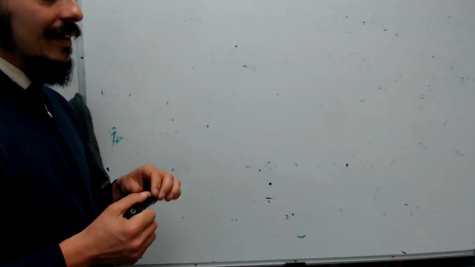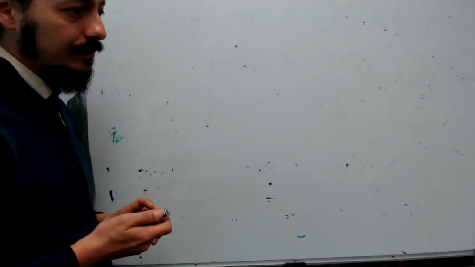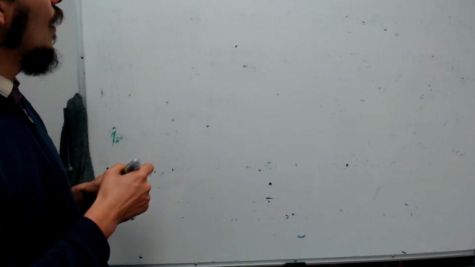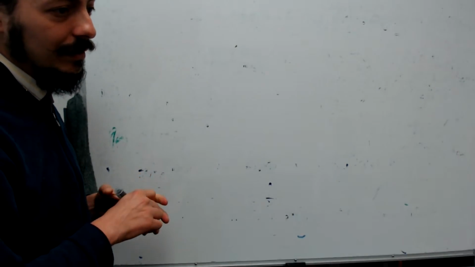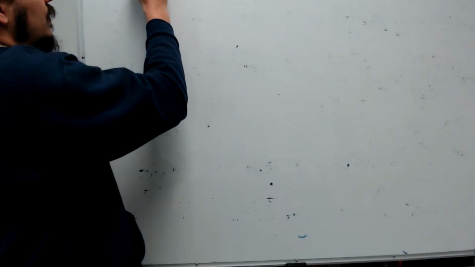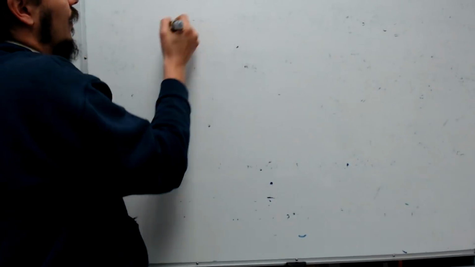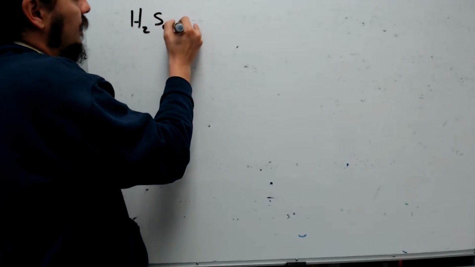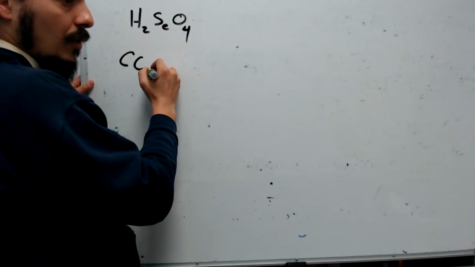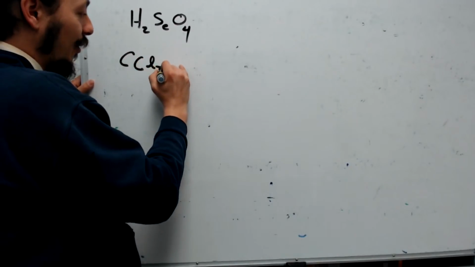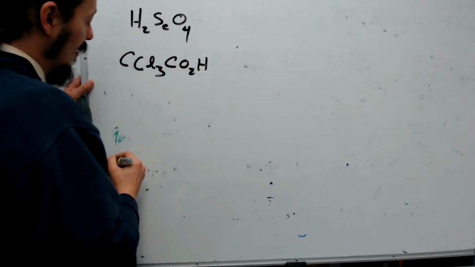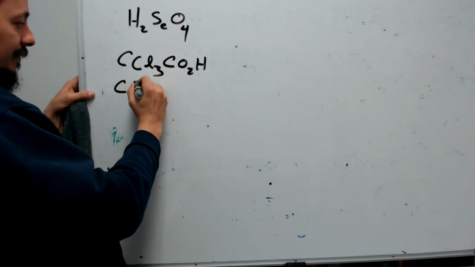After yesterday, I had a question on the homework on 6E and F. When I saw H2SO4 and then H2SeO4, I know those are oxo-acids, right? Are CCl3CO2H and CH3CO2H also oxo-acids? Let's get those. That's CCl3CO2H, and CH3CO2H.